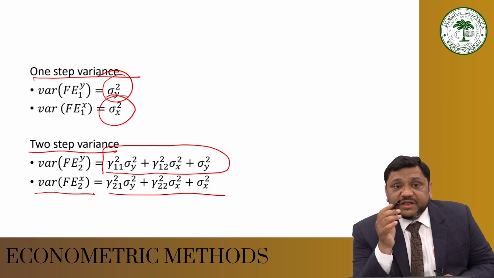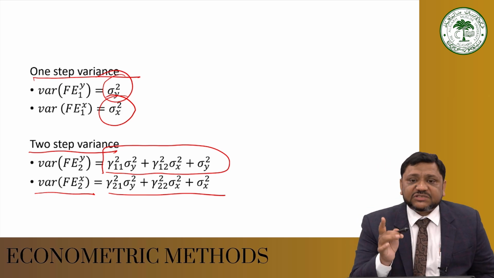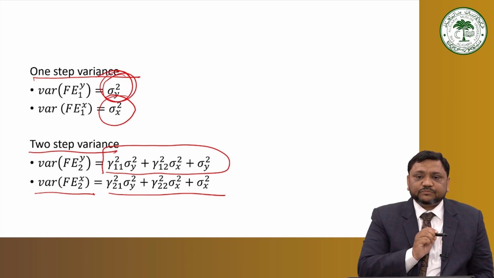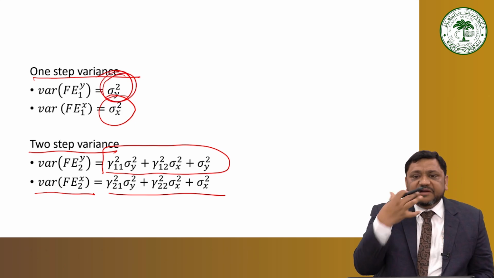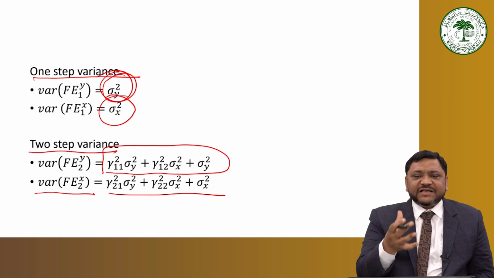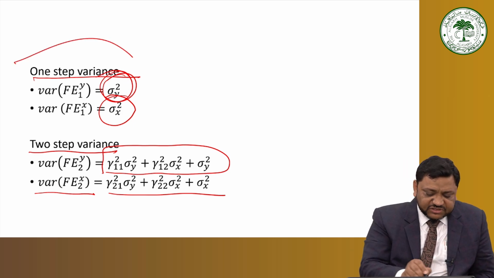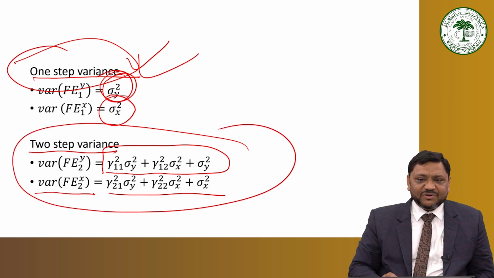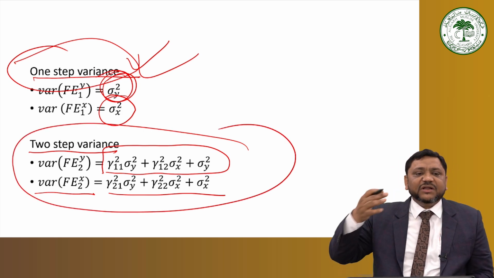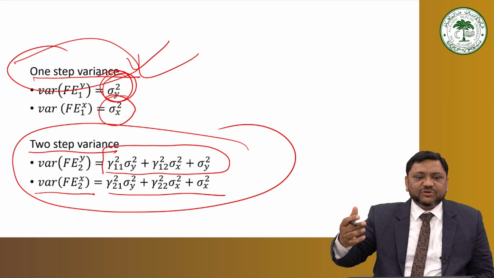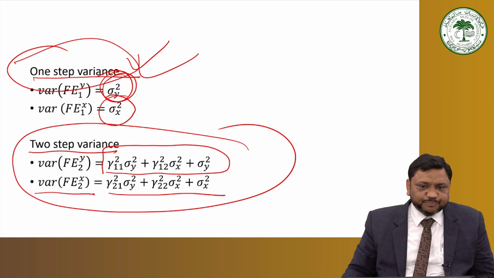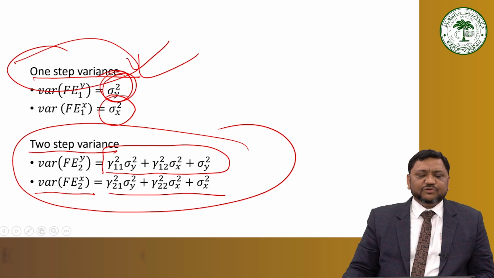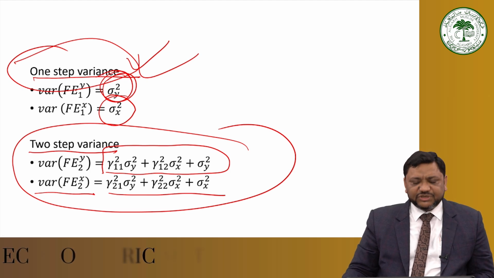So in the first period, the variation in the forecast error for y is due to its own shock. So 100% of the forecast error for x can be explained by its own shock in the first step variance. But when we go to the next step, it changes. And similarly, when we go to the third step and the fourth step, it will keep on changing. So this is what we refer to as variance decomposition.